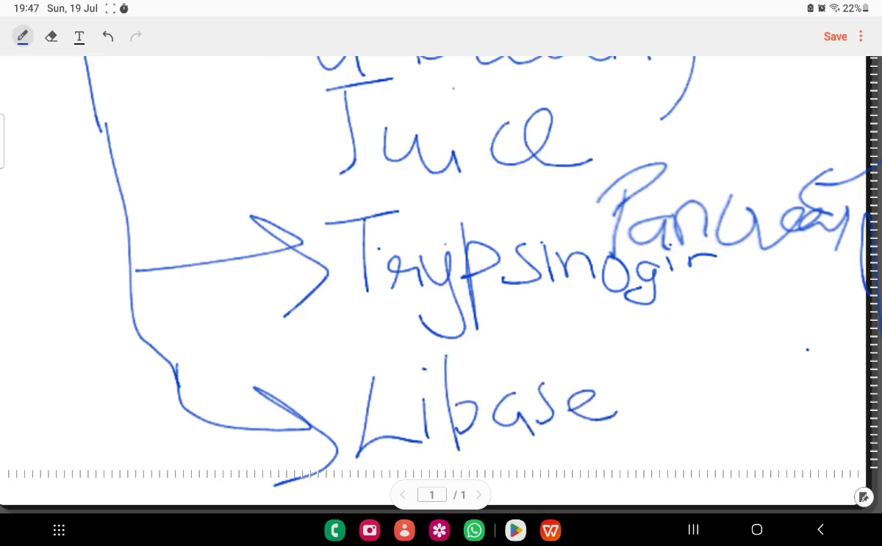And yeah, both of them need a medium. I don't know about the inactive form of lipase, but lipase is the active form, and trypsinogen obviously has trypsin as its active form. These guys right here need an alkaline medium.